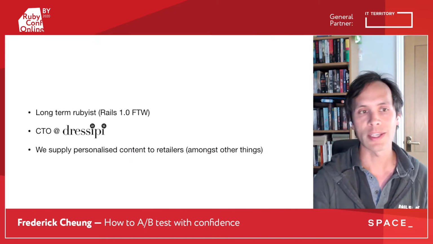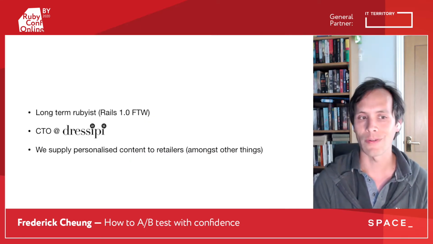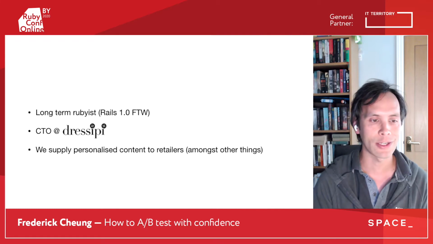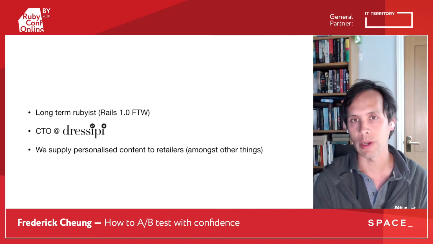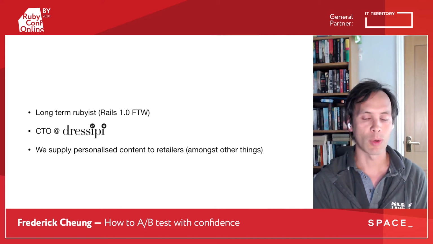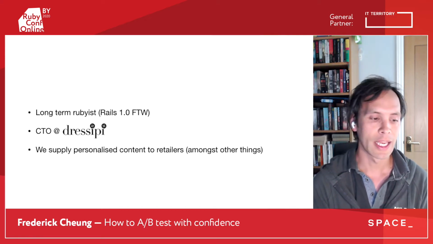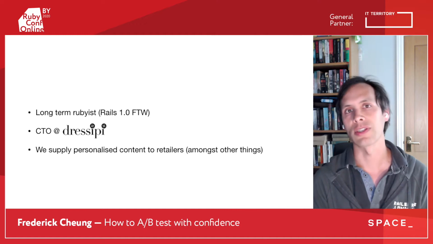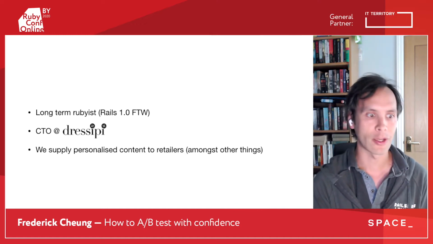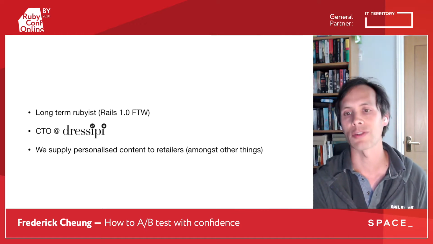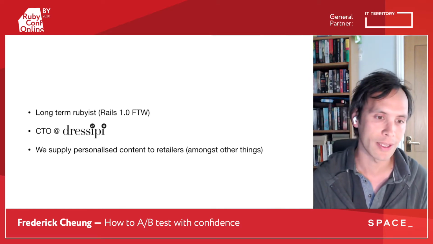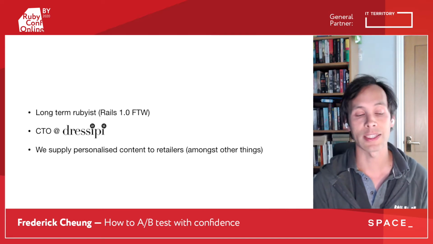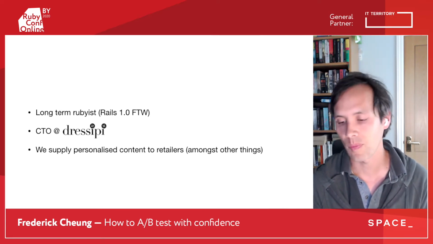And just a little bit about me. I'm a long-term Rubyist. I started off back with Rails 1.0 many years ago. I'm currently the CTO at Recipe. We do a lot of things to help clothing retailers. But what's relevant to this talk today is we do a lot of personalized content for them. So we help make emails individual to people. We help make banners of recommendations be personalized based on your behavior and what you like. And so we do a lot of A/B tests around that content that we supply.